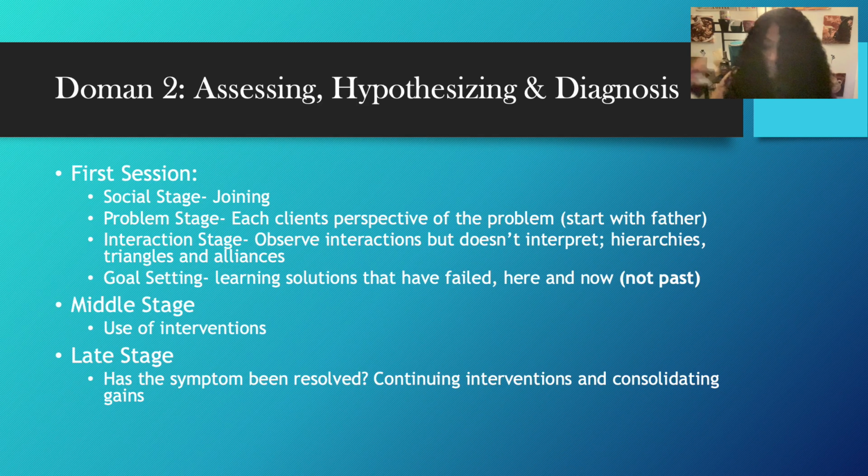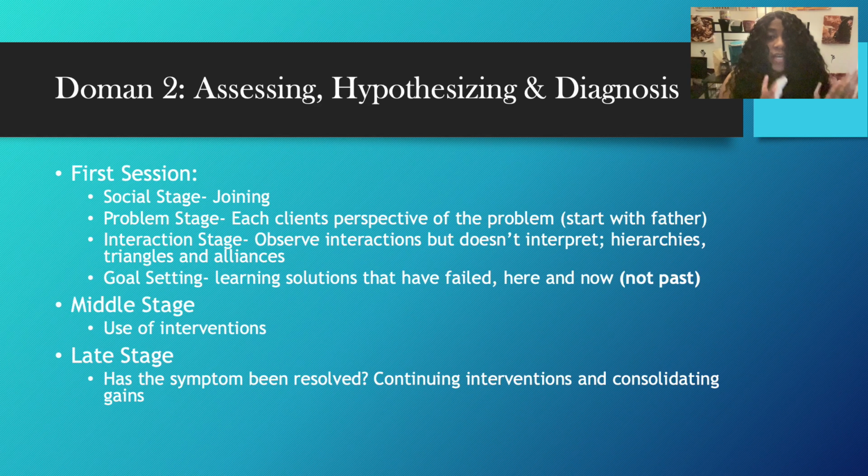I need to get to know them. I need to look at these things. I need to observe these different ways, right? Hypothesizing. What do I think is going on with this family and how can I help them? There really isn't any diagnosis for strategic therapy, so we don't really need to weigh heavily on that.